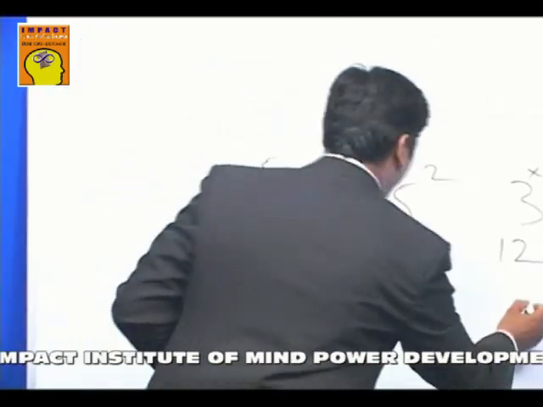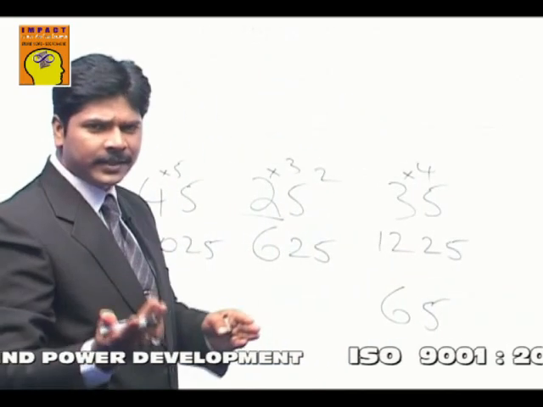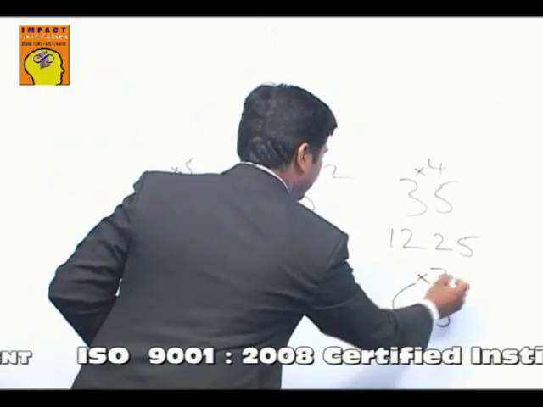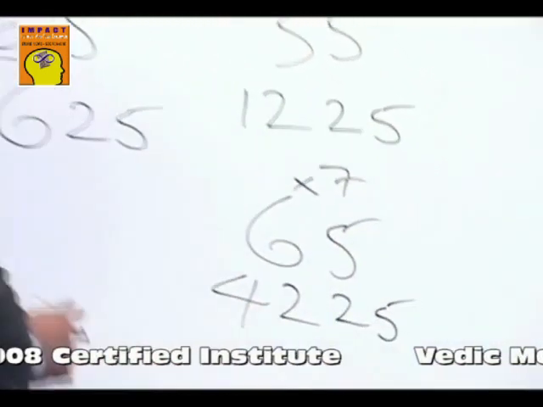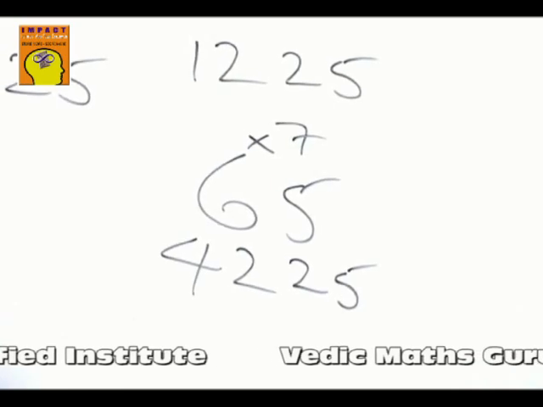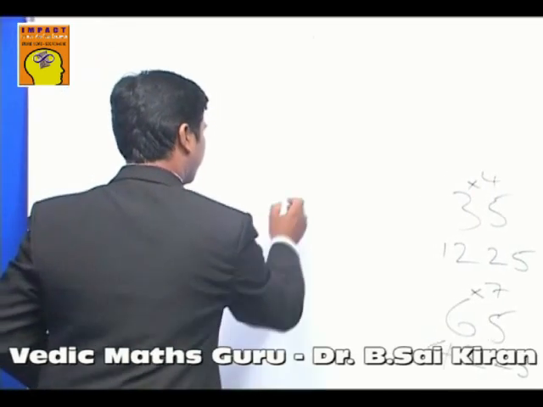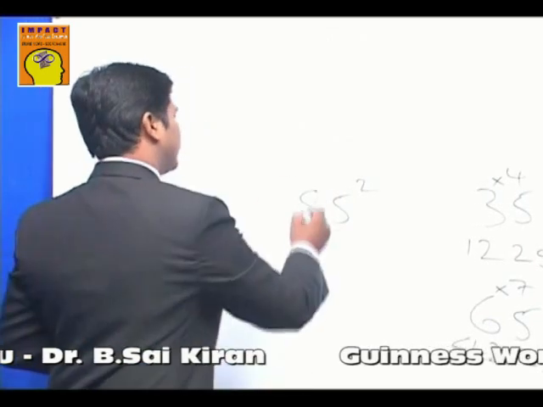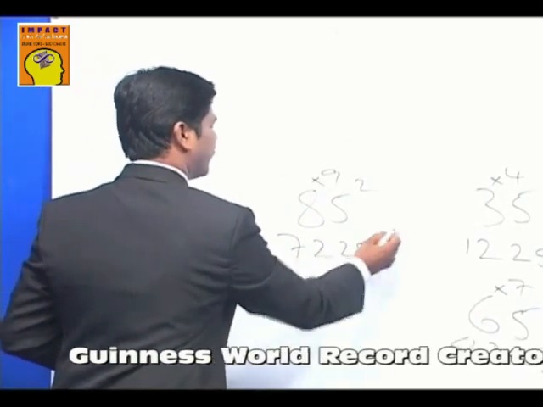Now, can you guess the answer for 65 square? You can answer in a jiffy. 6, next number is 7. 6 times 7 is 42, and then just write 25 after the number. So, 65 square is 4225. Can you guess the answer for 85 square? Yeah, 85 square. 8, the immediate next number is 9. 8 times 9 is 72, and then write 25 after the number.